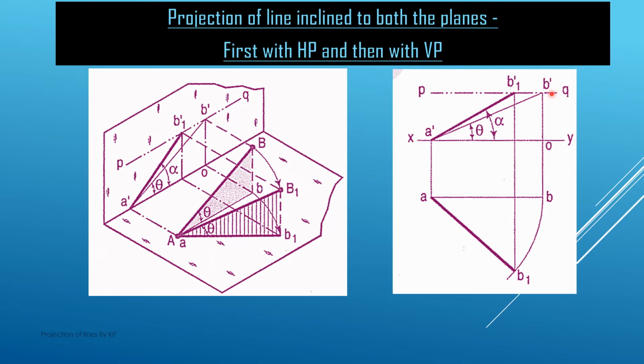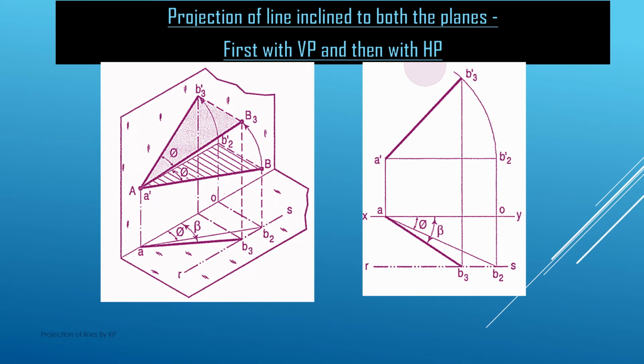But B dash and B1 dash are at the same height, because the line AB and AB dash are making the same angle theta with the horizontal plane. So these two points are at the same height from the XY line. So this is the final position of the line when it is making an angle theta with the HP and an angle phi with the VP.